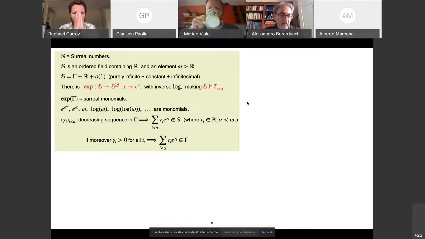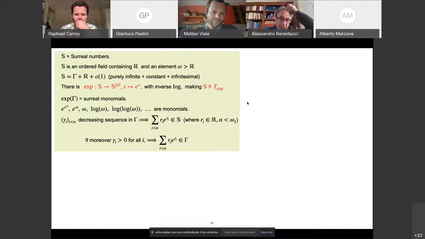So purely infinite is just the big part. It's a complement, as a real vector space, of the finite elements. The finite elements are the reals plus the infinitesimals. Of course, it's not unique, because in a vector space you have several complements. This is a particular complement, which is induced by the choice of the monomials. But the monomials are canonical, there is no arbitrary choice. Everything is very explicit in the surreals. There are no arbitrary choices. Everything can be explicitly written and explicitly computable, so to speak.